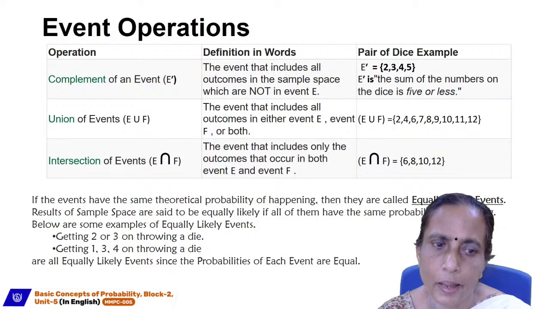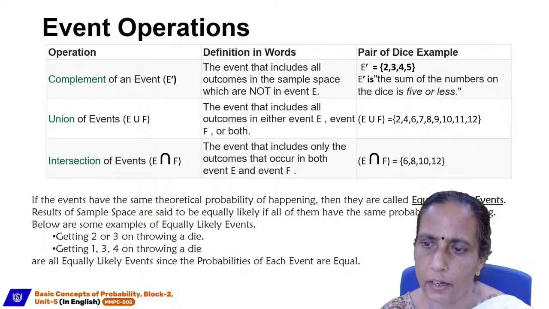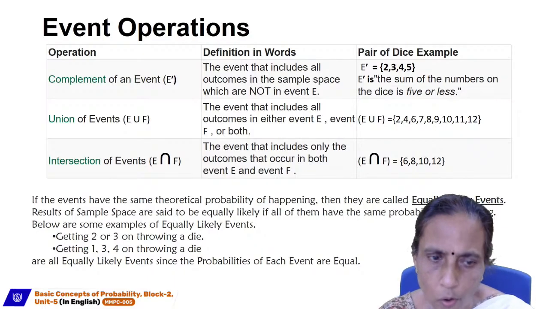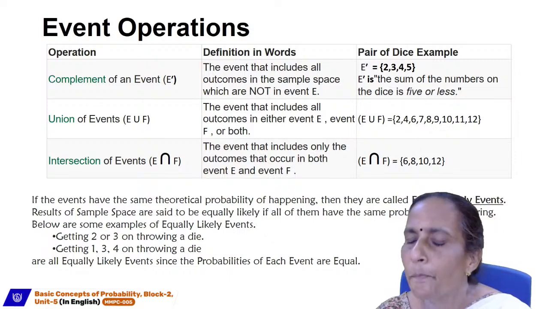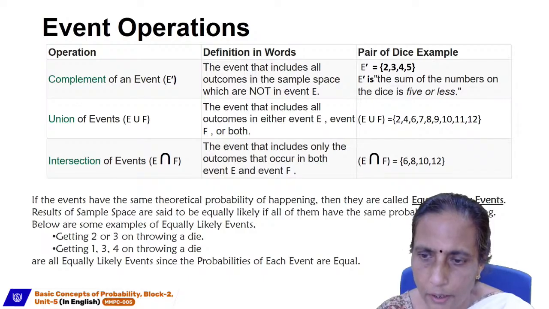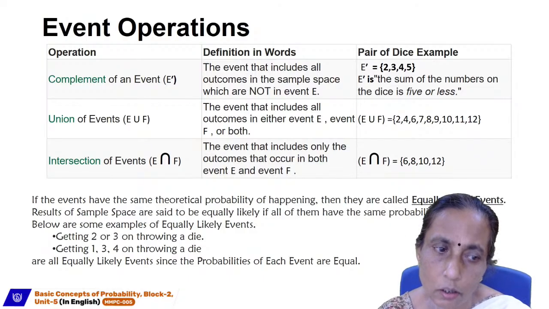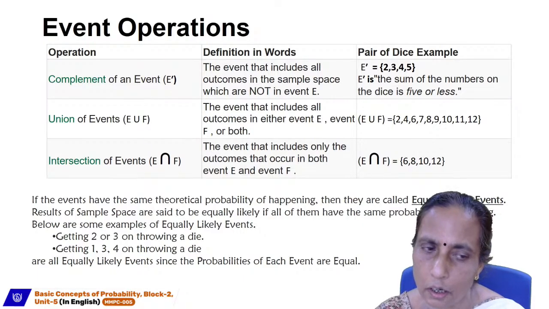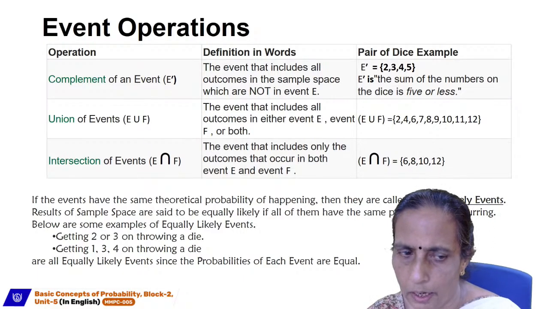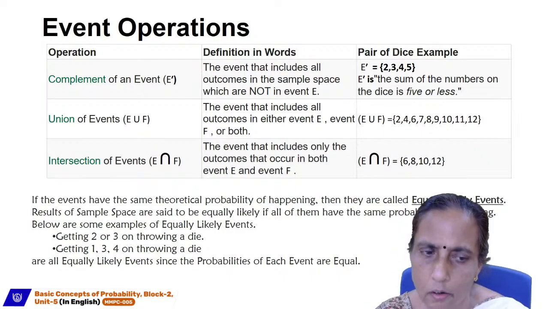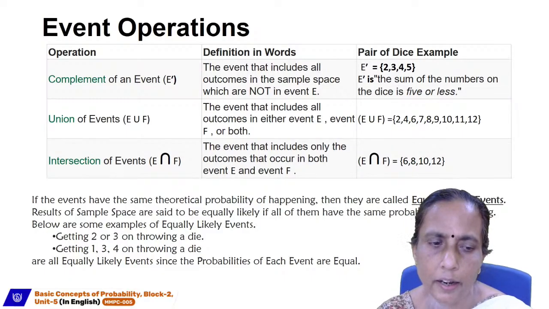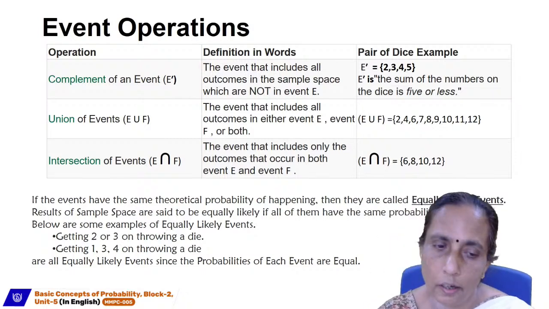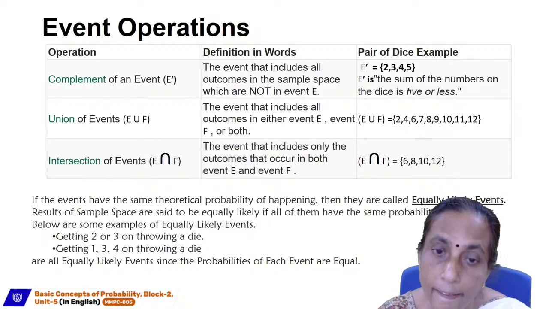If events have the same theoretical probability of happening, they are called equally likely events. Whenever you toss a coin, either head or tail will appear, and the possibility is equal. So outcomes of a sample space are said to be equally likely if all of them have the same probability of occurring. Examples are getting 2 or 3 when throwing a die, or getting a head or a tail when tossing a coin. All are equally likely since the probability of each event is equal.